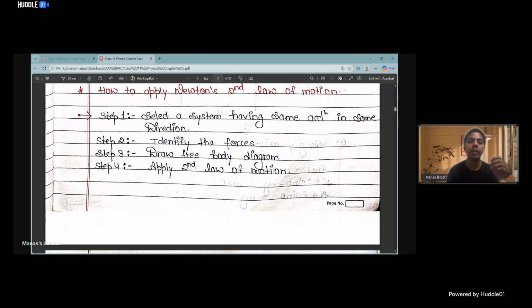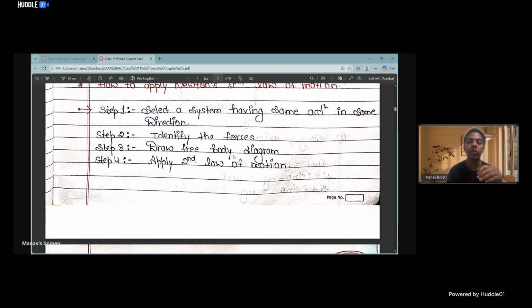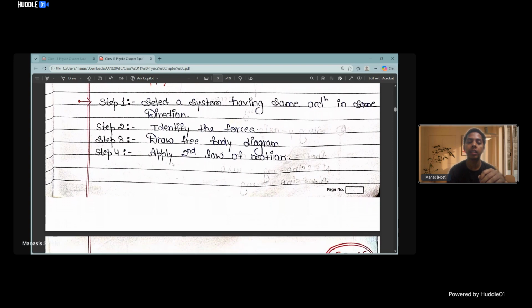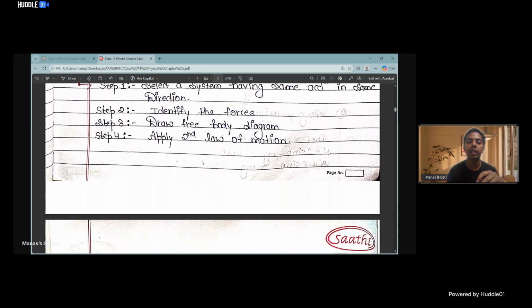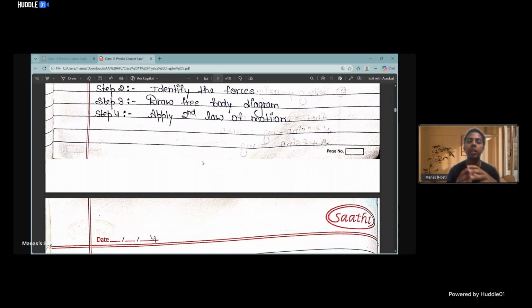Second, identify the forces. Identify the forces means all the forces acting on the body. We'll see how we can identify the forces, and draw a free body diagram. So we'll discuss what a free body diagram is, and then we can apply the second law. So what is a free body diagram? A free body diagram is a diagram where we show all the forces applied on the body.